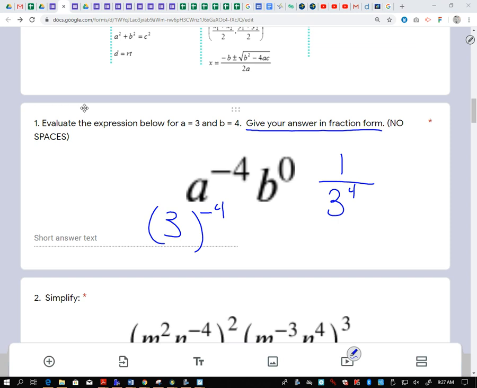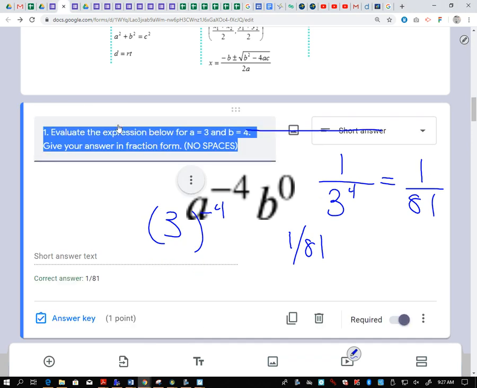Okay, am I done yet, or can I simplify that statement? By doing what? Multiplying 3 by itself 4 times. So 3 times 3 times 3 times 3. 3 times 3 is 9. 9 times 3 is 27. 27 times 3 is 81. So I'm getting 1 over 81. I'm going to write it like that. Okay? And my bet is that, yep, the correct answer is 1 over 81.